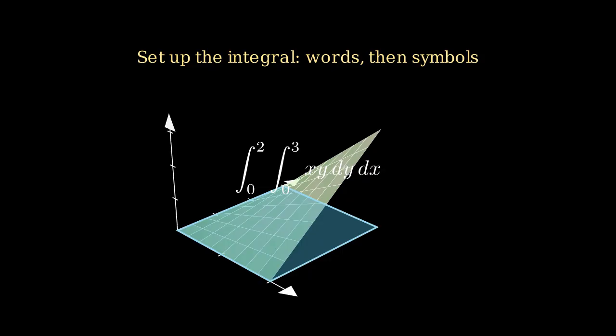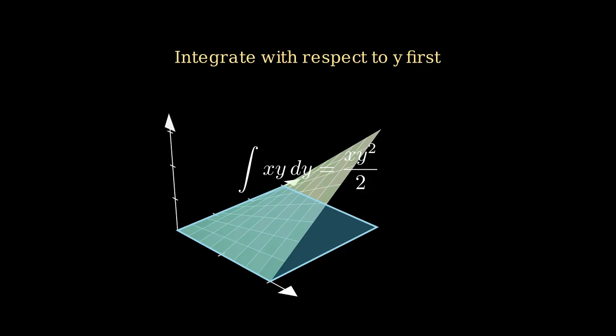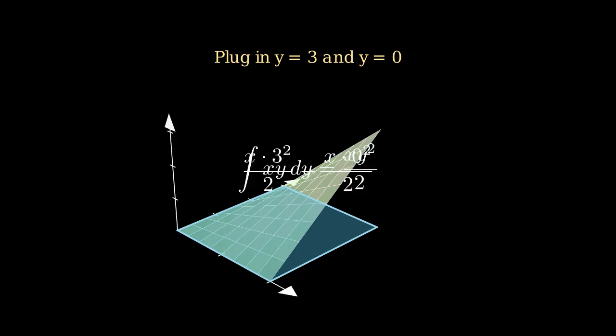In symbols, that is integral from 0 to 2, of integral from 0 to 3, of x times y dy dx. We integrate with respect to y first, treating x as if it were a fixed constant number. The integral of x times y with respect to y is x times y squared divided by 2. Now we plug in the boundary values for y, which are 3 and 0. At y equals 3, we get x times 9 divided by 2, and at y equals 0, we get 0, so the inner result is 9 over 2 times x.